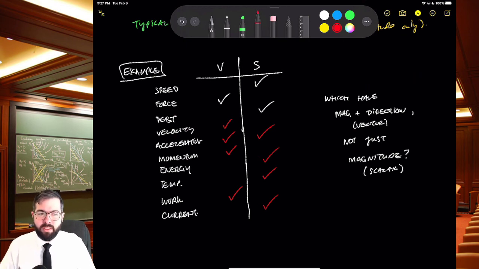Energy and temperature, these things are just numerical values, right? They don't necessarily have a direction. Even though they do have a sign, we can represent all the information we need with just a positive or negative number, right? Work done is based on displacement, and displacement is a vector, right? Moving from one point to another. And then current, right, is measured as a scalar. Again, all we need is a number to represent that. We don't need that other dimension of knowing the direction of it.